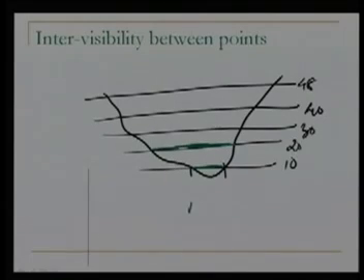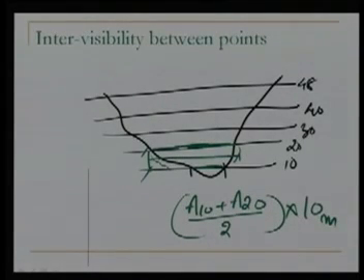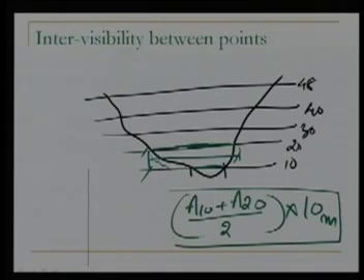If I simply take the area of 10 plus the area of 20, assuming these slopes to be uniform, divided by 2, I know the average area here. Now for this prism here, we know the height difference. This multiplied by 10 meter gives me the volume of water which is stored in between these two contours. So that's the volume of water.